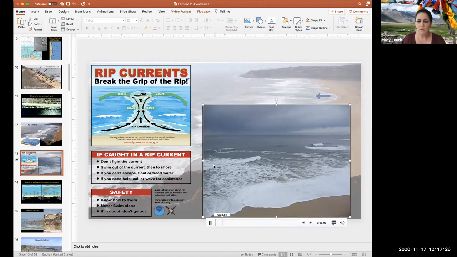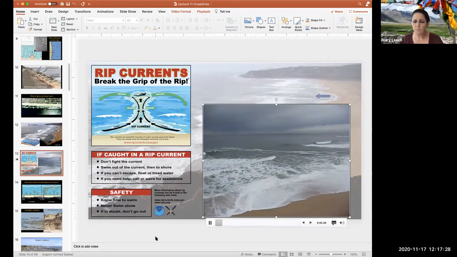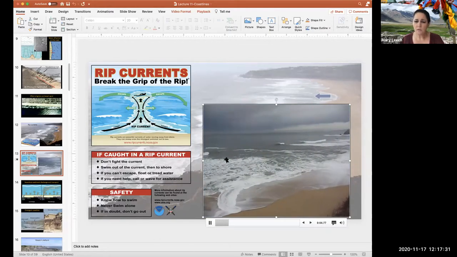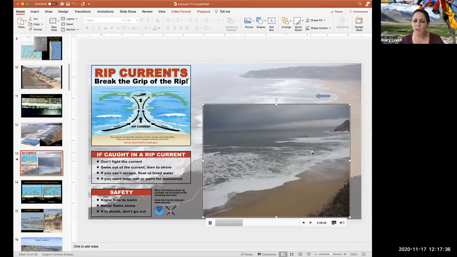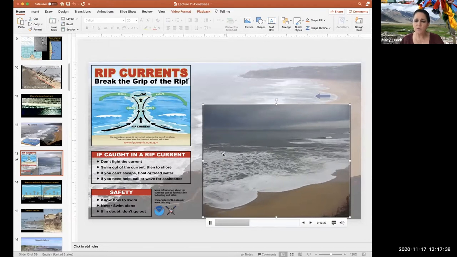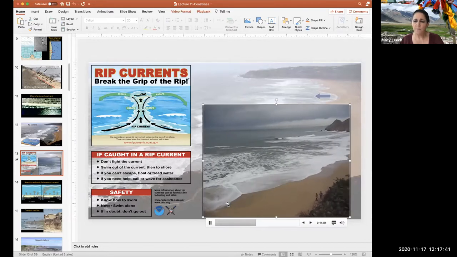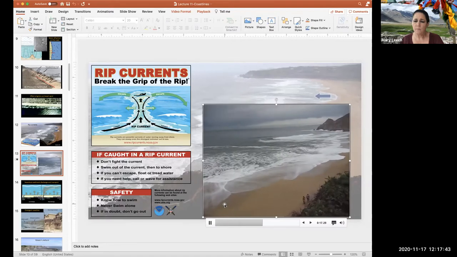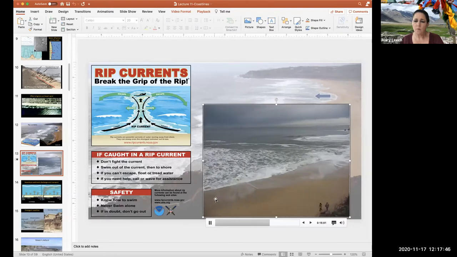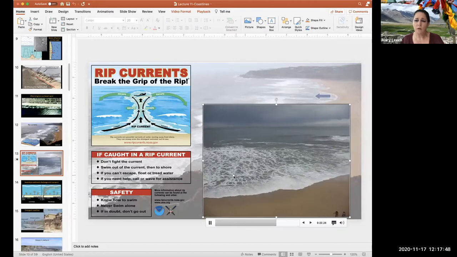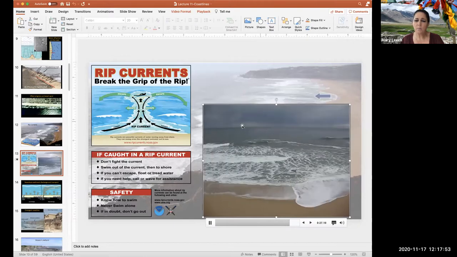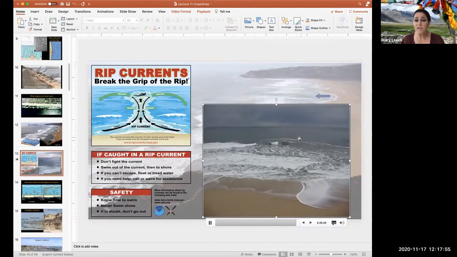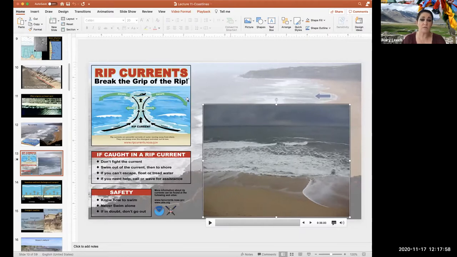Okay. Here's a rip current. So waves coming in normally right there. You can see the water flowing out in like a little river almost. So it's coming in, cycling back out. And that looks like a pretty strong rip current, frankly, that you can actually see it. I'm gonna stop there.